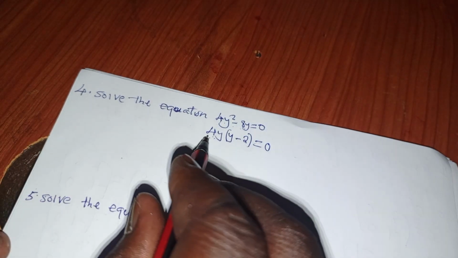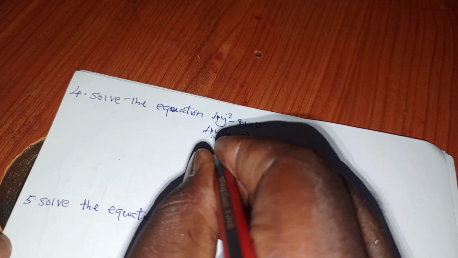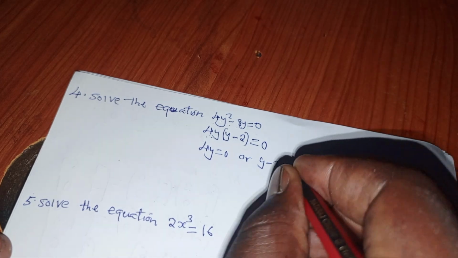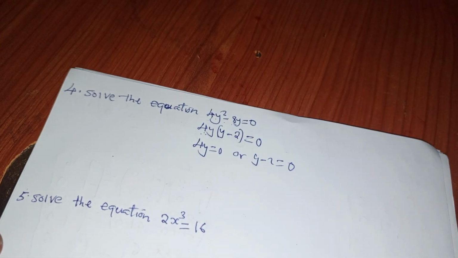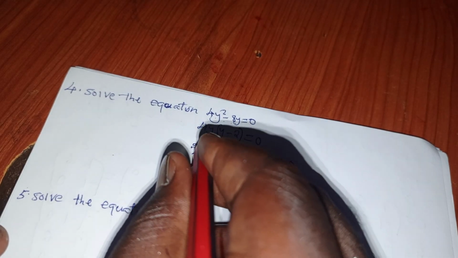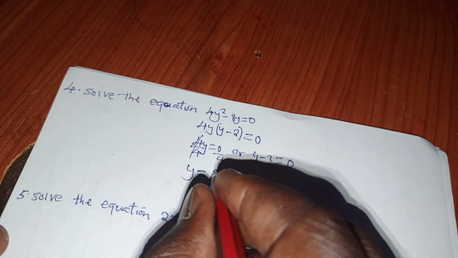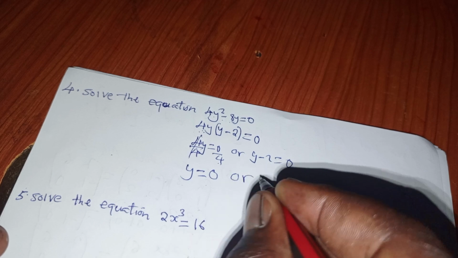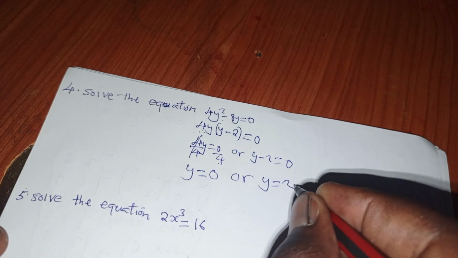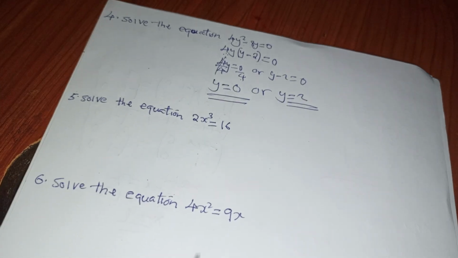Now I'll get this part is equal to 0 and this part is equal to 0. So I'll say 4y is equal to 0, or y minus 2 is equal to 0 as well. Then from here, divide over 4 here and over 4 here. I'll cancel this one. So y is equal to 4 into 0, the answer is 0. Or y, this 2 goes this side, so y is equal to 2. So the answer is y is equal to 0, y is equal to 2.